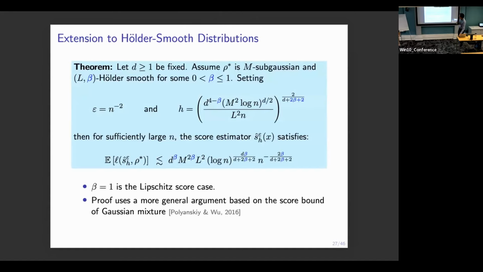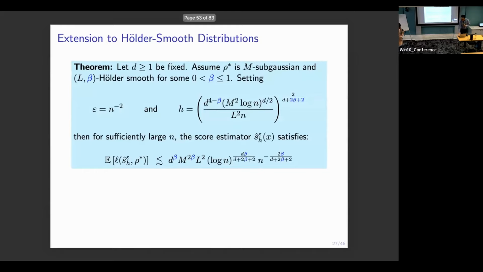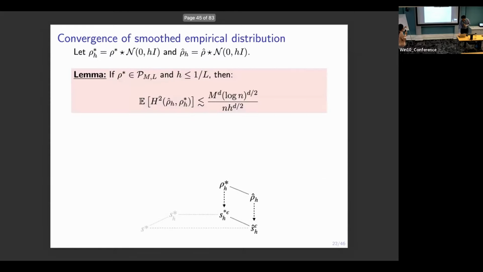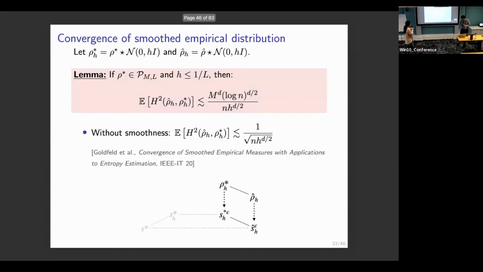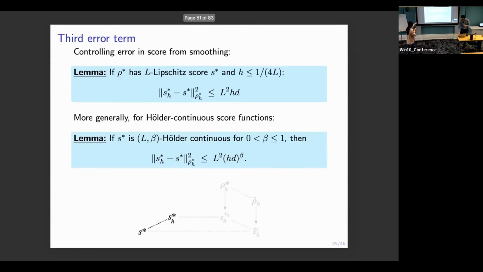So if we ignore all of this, basically the rate looks like this, and if you plug in beta equal to 1, which is the Lipschitz score case, we get n to the minus 2 over d plus 4. Yes, that was the Lipschitz rate, n to the minus 2 over d plus 4. I think there's probably some intermediate result. I'm just curious.